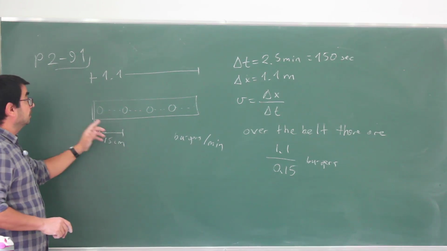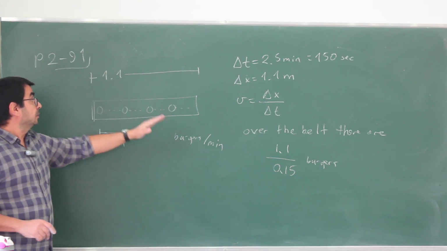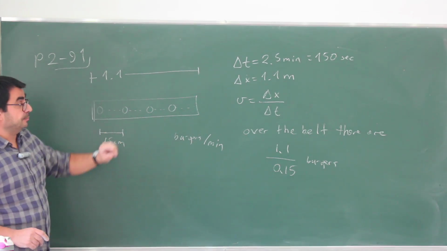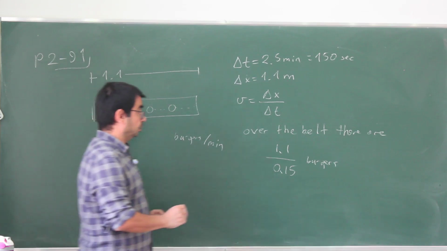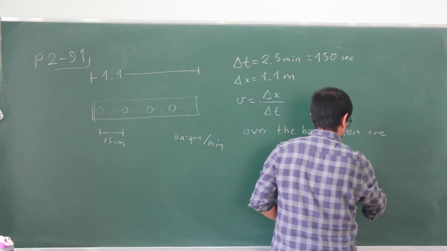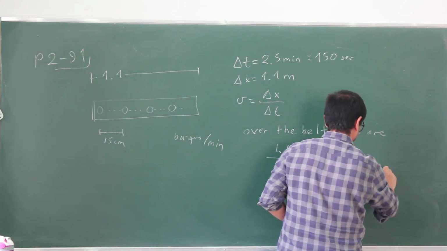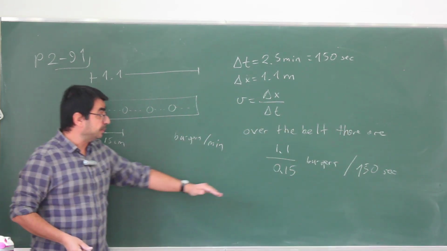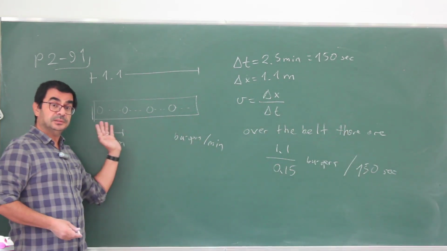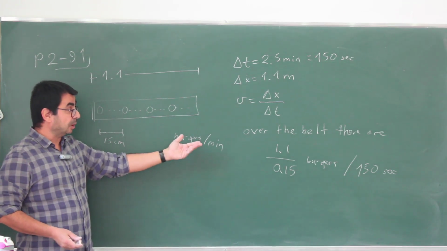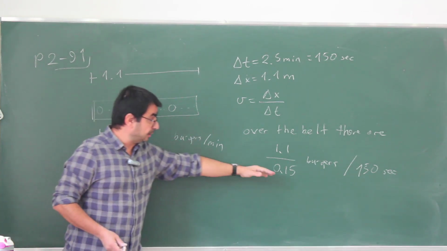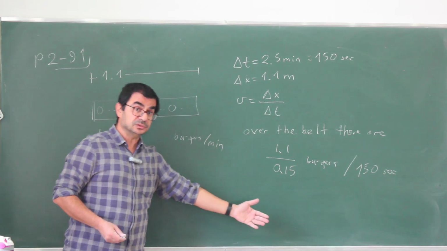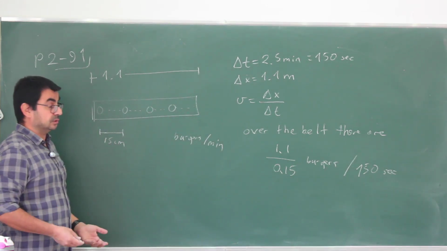And the belt gets completely emptied over 2.5 minutes. So this divided by 150 seconds is going to be my burger production rate. I have this many burgers on the belt, and I clear the belt in 150 seconds, so I must be clearing this many burgers per this many seconds. That's my production rate for this fast food restaurant.